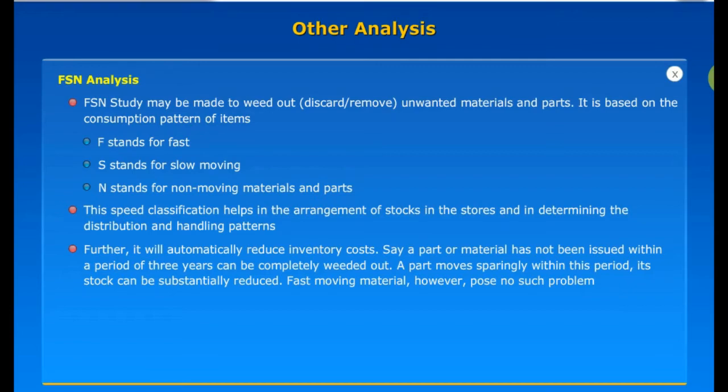Say a part or material has not been issued within a period of 3 years, it can be completely weeded out. A part that moves sparingly within this period, its stock can be substantially reduced. Fast-moving materials, however, pose no such problem.